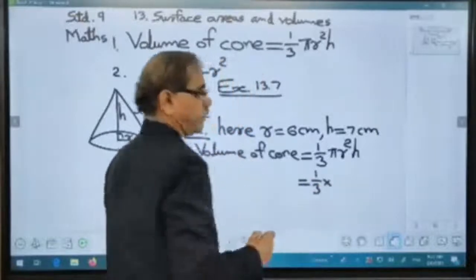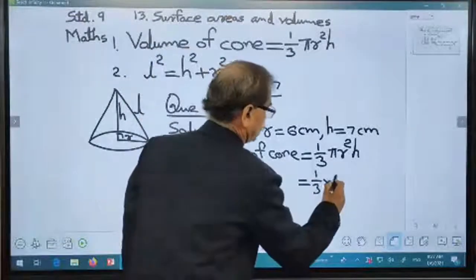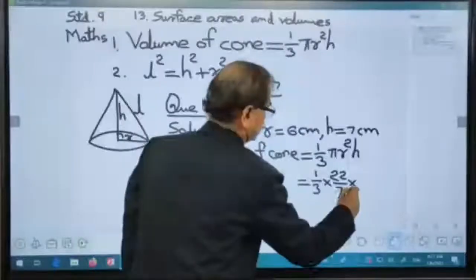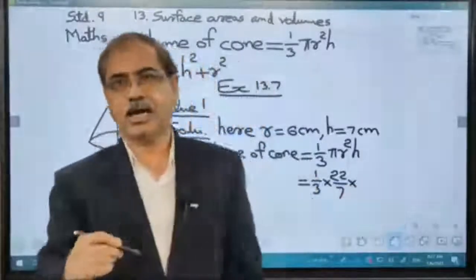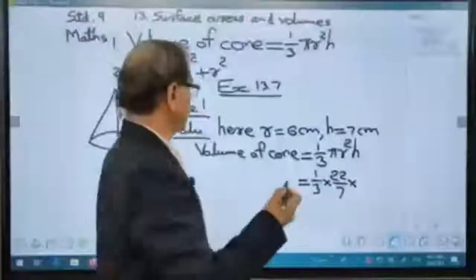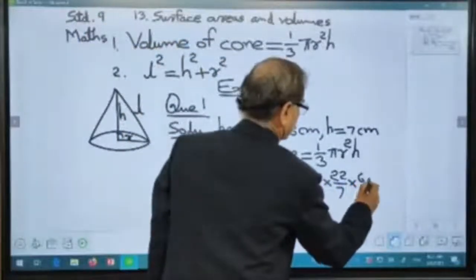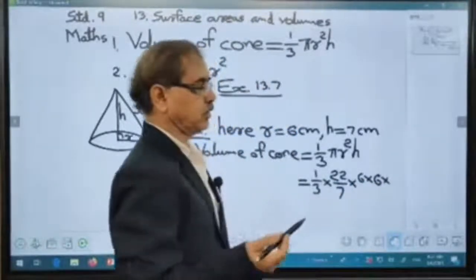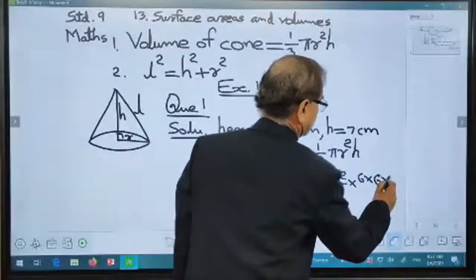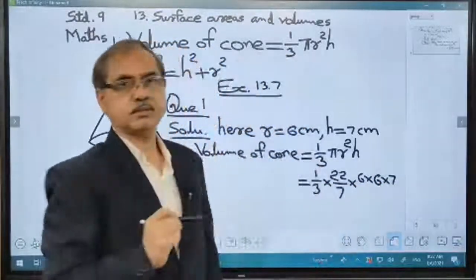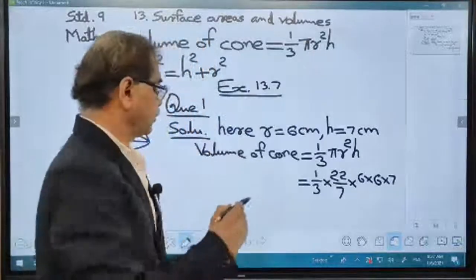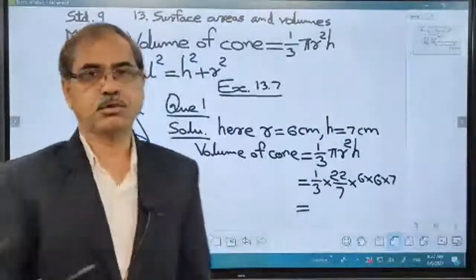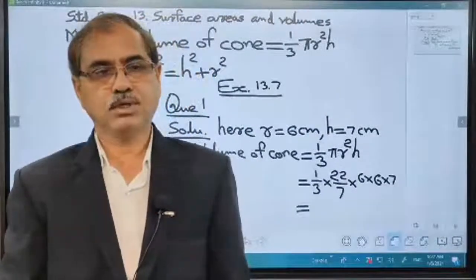1/3 multiplied by the value of pi, all of us know it very well, 22/7. Radius it is r square, r multiplied by r, that's why it will be 6 multiplied by 6 multiplied by h. Height is 7 and the unit will be centimeter cube, is equal to. Now we have got to do the calculations that you know very well.